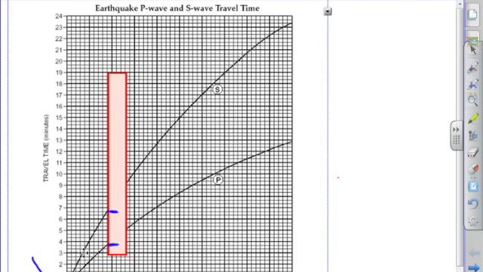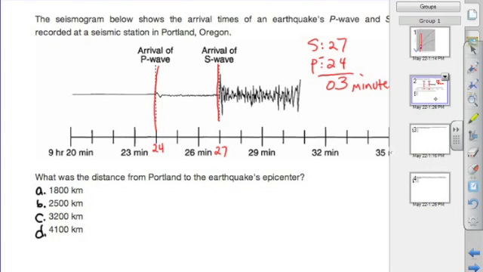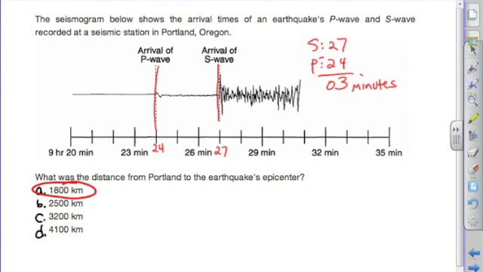When I drop straight down from this edge, it looks like I'm at about 1,800 kilometers. So when I come back to my choices, voila, 1,800 kilometers sits right there. Difference of 3 minutes with a good slide and glide.